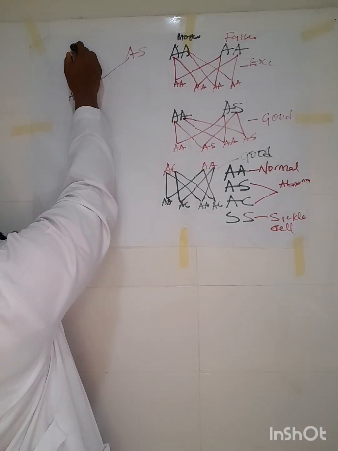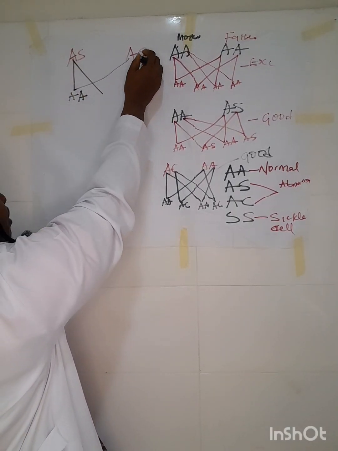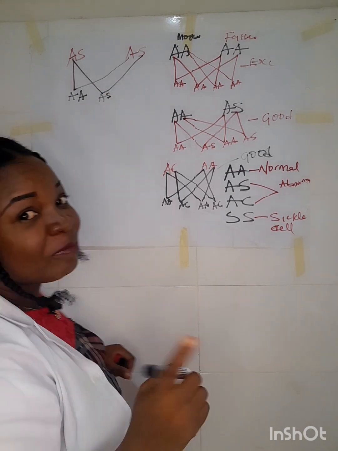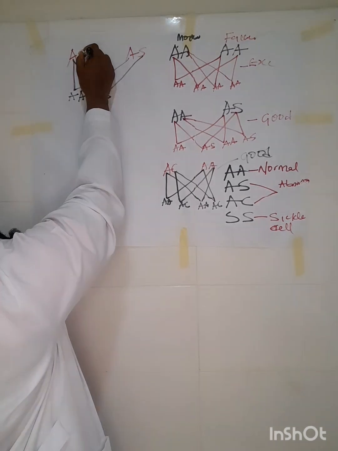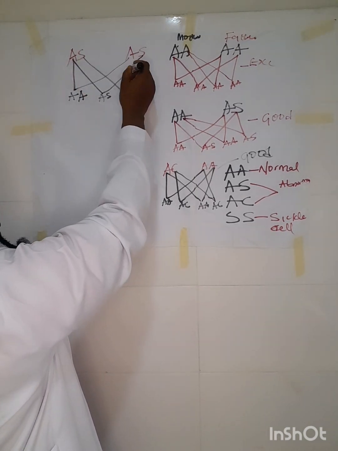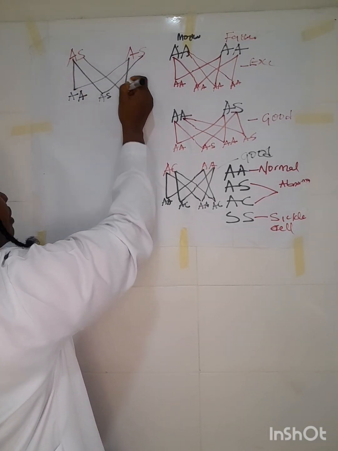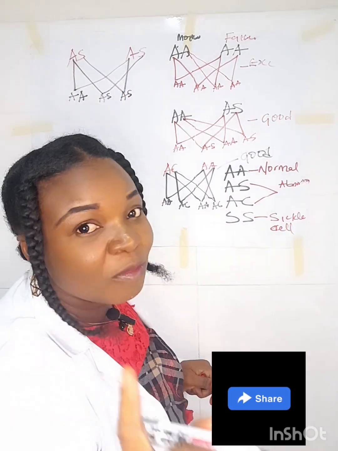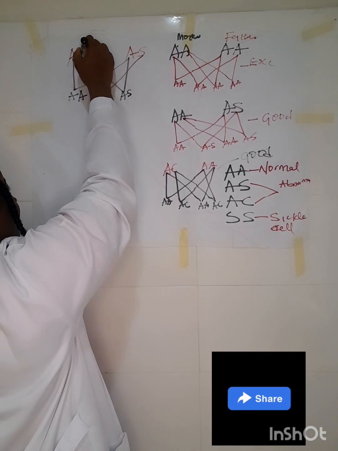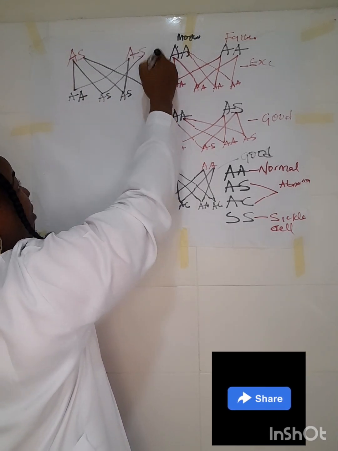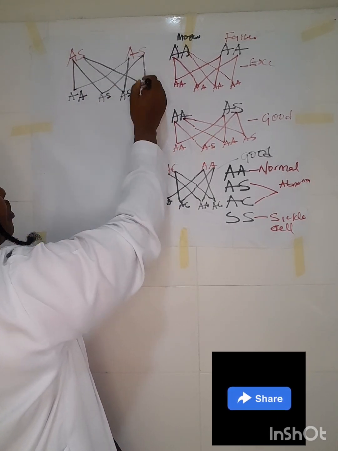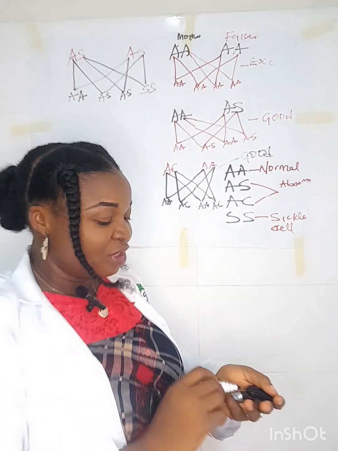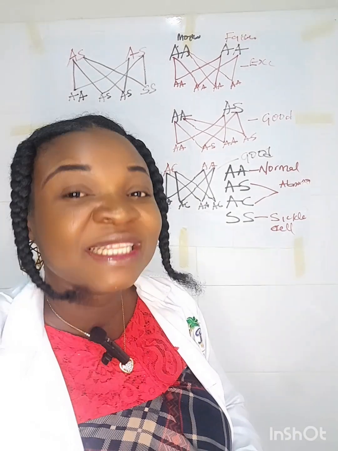Now, the first A from the mother combines with the S from the father, AS child, abnormal hemoglobin. The S from the father combines with the first A from the mother, AS child, another abnormal hemoglobin. The S from the mother combines with the S from the father. You have a sickle cell anemic child. Let me explain what it means literally.